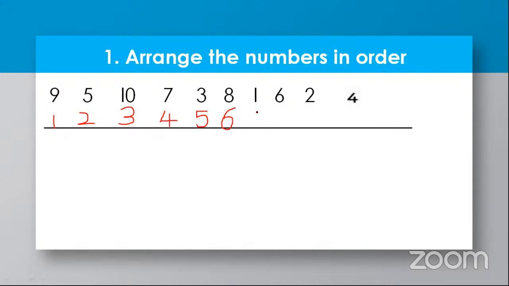Number 7. Let us check. Count and see. 1, 2, 3, 4, 5, 6, 7. Wow, yes, it's number 7. So we shall put our number 7 here. Let us continue. After number 7, which number comes? Which number comes next?